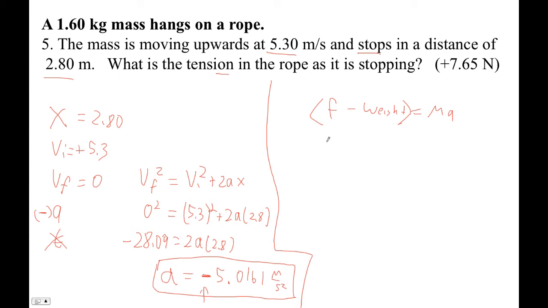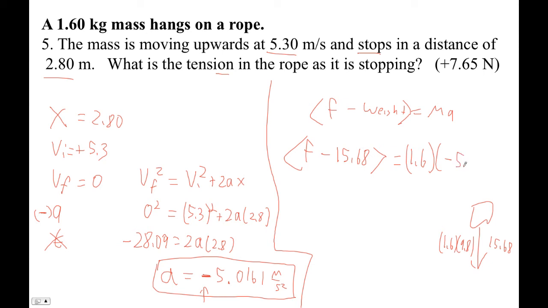So let's pop that in here. Some unknown force minus the weight of the object. Well, the weight is 15.68, that being 1.6 times 9.8. So F minus 15.68 is equal to 1.6 times negative 5.0161, like that. The minus sign there comes from the math.